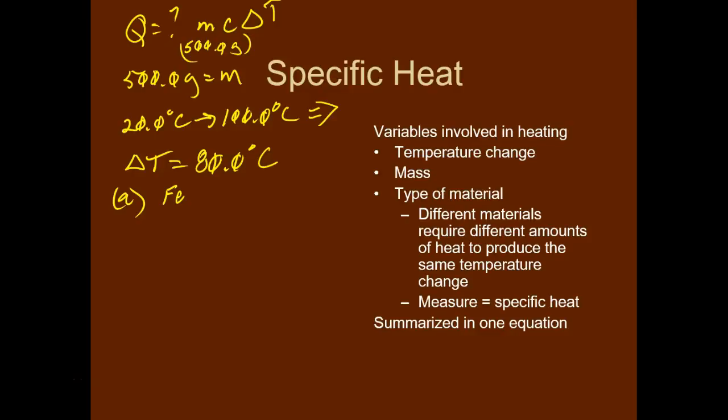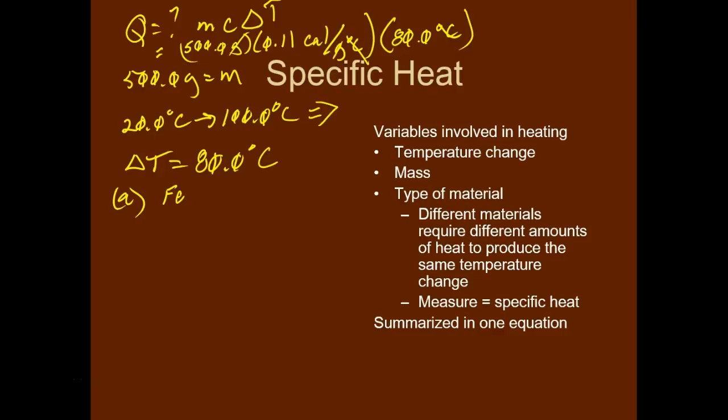What was the C for iron? That's where you turn to the table and see what you get. 0.11. But you need units. What are they? Calories, little c calorie, per gram degree Celsius. Multiply that by delta T, which is 80.0 degrees Celsius. Guess what happens? Your grams cancel out, your degrees Celsius cancel out, you're left with calorie. Is that a good thing to measure heat in? Yeah. Perfect.